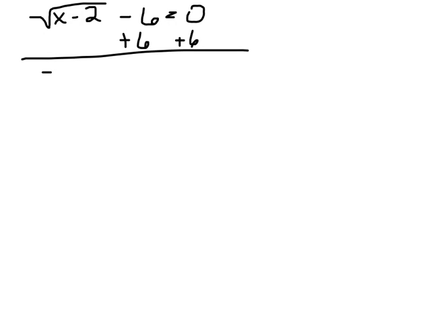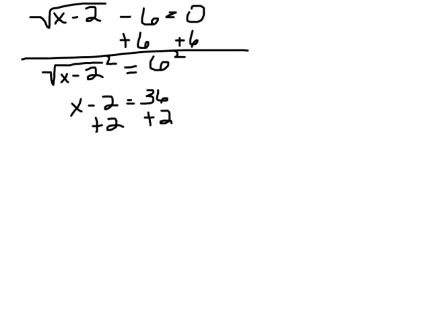Alright, in this one it says solve the square root of x minus 2, minus 6, is equal to 0. So again, let's isolate that radical by moving the 6, and we get the square root of x minus 2 equals 6. Alright, if we square both sides, then we're going to get x minus 2 equals 36. When I add 2 to both sides, I'm going to see x is equal to 38.